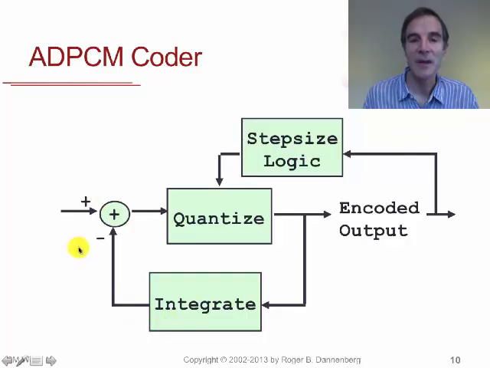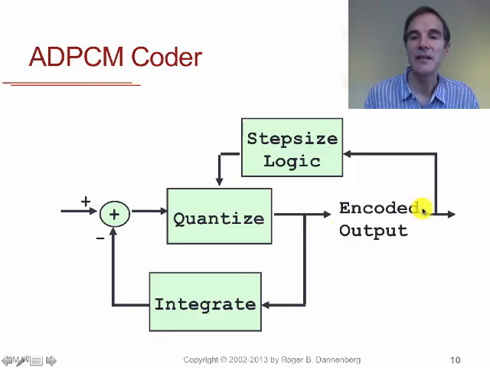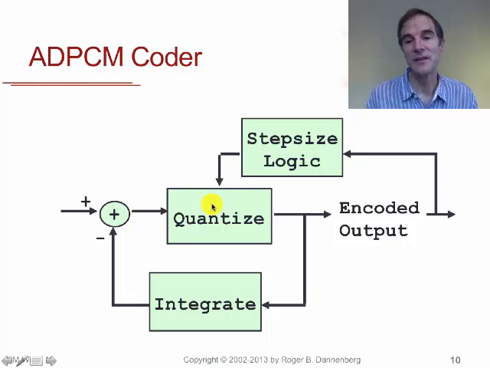You'll notice the bottom half is just like a DPCM coder. We integrate to reconstruct the signal, we compare, and we quantize, deciding what to output. And the only difference is that in ADPCM, we have some step size logic that is derived from the output and fed back into the quantizer, and the integrator for that matter, so that we know what the current step size should be.